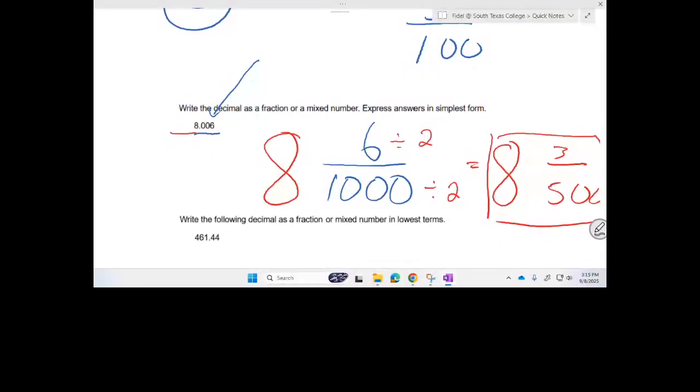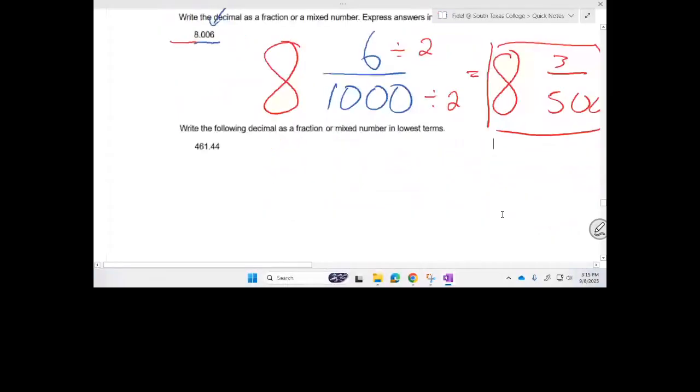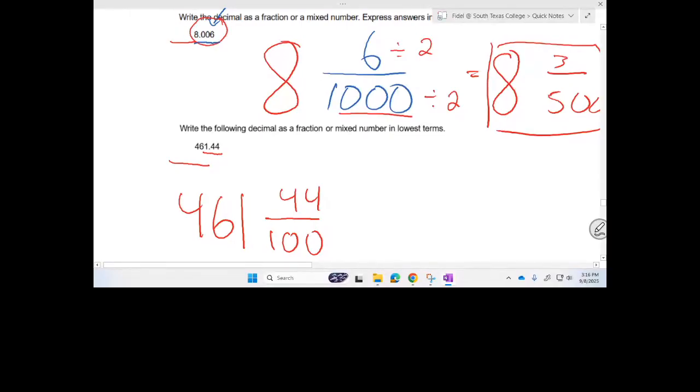Okay. Let's try another one. We'll go real slow. Okay. 461.44. So remember, y'all, the 461, because that's on the left side, is going to be my whole number part. Now, look, we already know what's going to go to the top. The 44 is going to go to the top. But since there are only 2 numbers there, y'all, the easy way you can remember this is put a 1 with 2 zeros. Why 2 zeros? Because there are only 2 digits, right? If you look at the one we did up here, there were 3 digits. So we had 3 zeros.